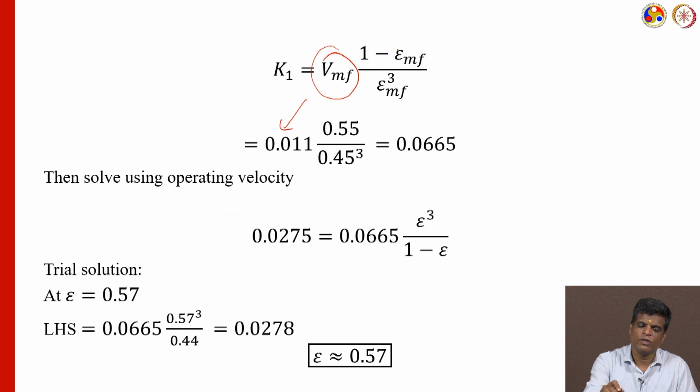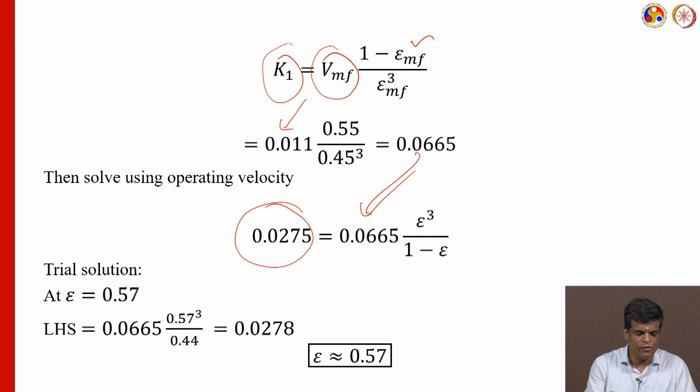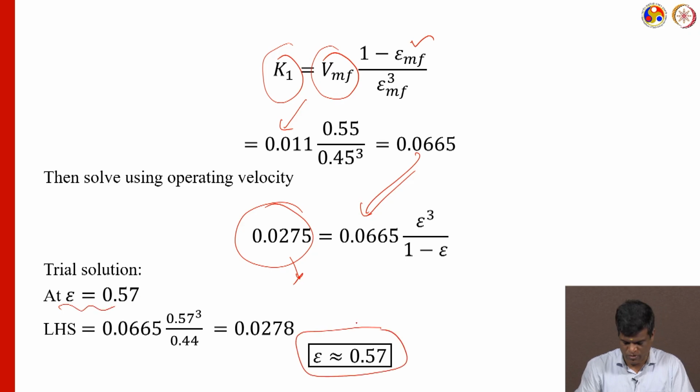Then from there we know the minimum fluidization velocity 0.45, and then we get the value of K1. Once you know K1, you can substitute it, but the new operating velocity is 2.5 times, that is 0.0275, because they mentioned a 2.5 times increase. So with the new velocity, you go for the trial and error procedure, and we got the porosity equal to 0.57.